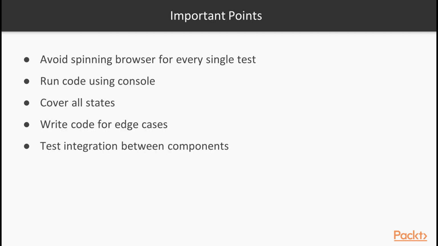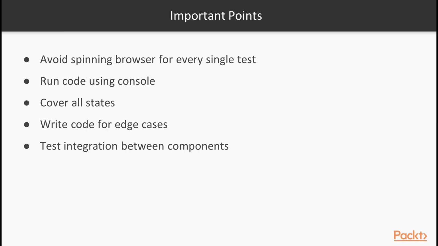Another great power that modern tools bring to us is the ability to run tests using Node and the console. Spinning up a browser for every single test makes tests slower and less predictable, degrading the developer experience. Running the tests using the console instead is faster.